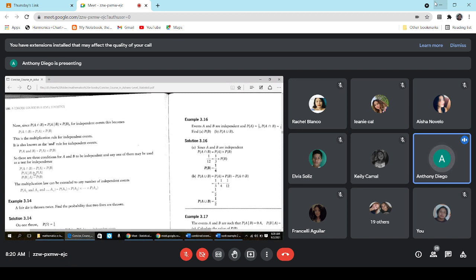for independence. So you need to know that the probability of A intersecting B is the probability of A times the probability of B, and that the probability of A given B is equal to the probability of A, and that the probability of B given A is equal to the probability of B. Because they do not affect each other.